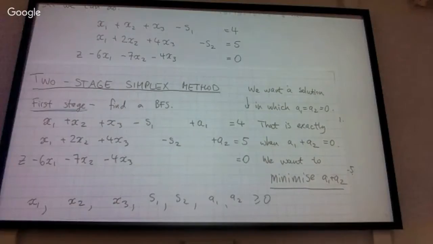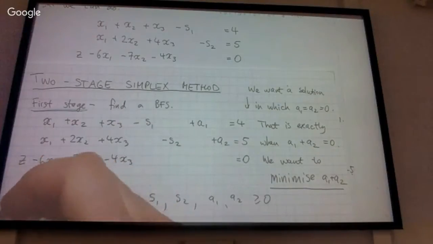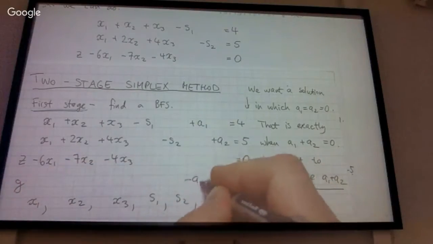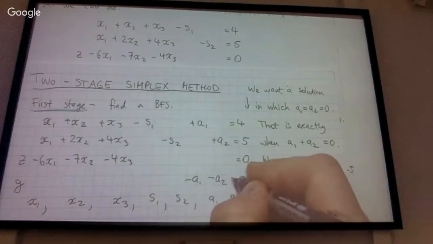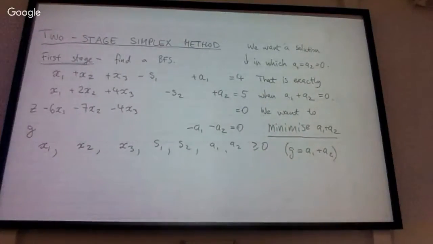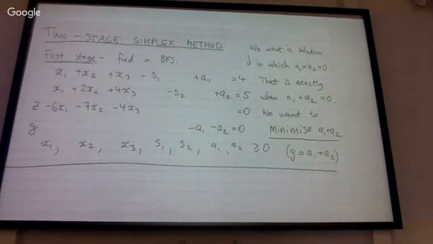Okay, so for some reason I call this objective G, so I'll just put G minus A1 minus A2 equals 0, because G is A1 plus A2. So that's the objective of the first stage procedure. Okay, but now this is not good. Why is this not good? I've destroyed it again.